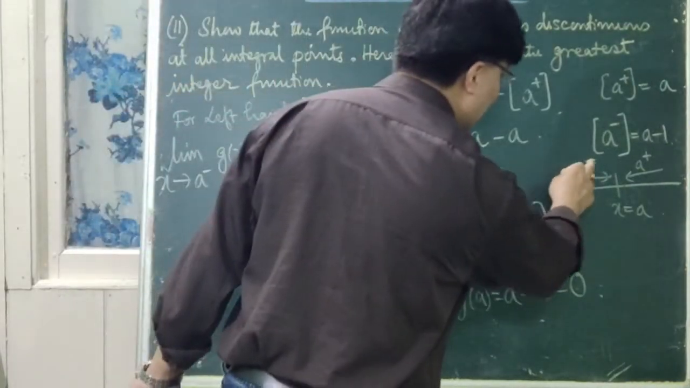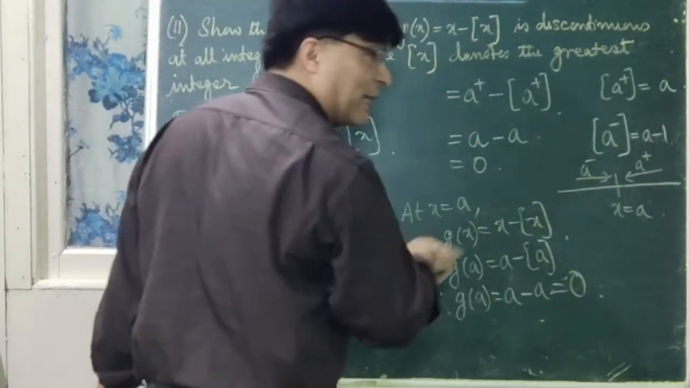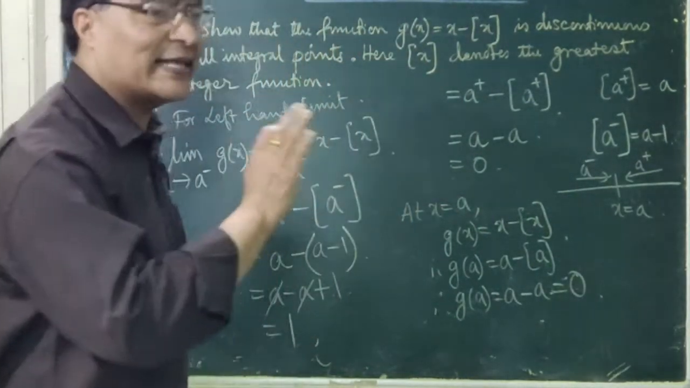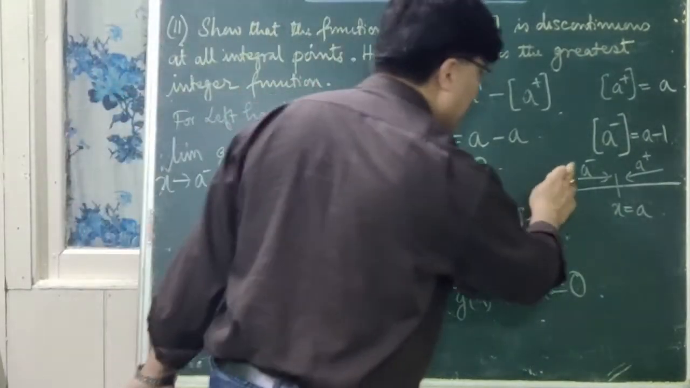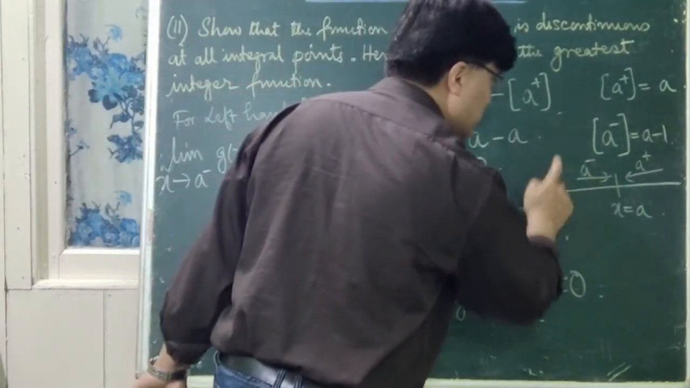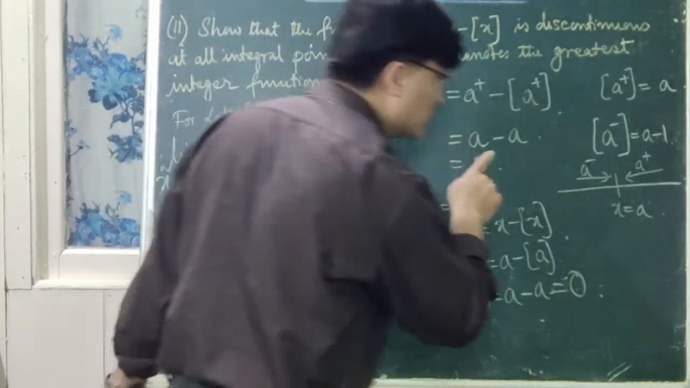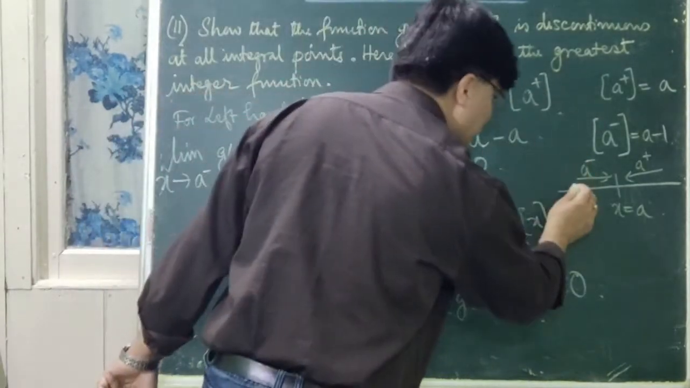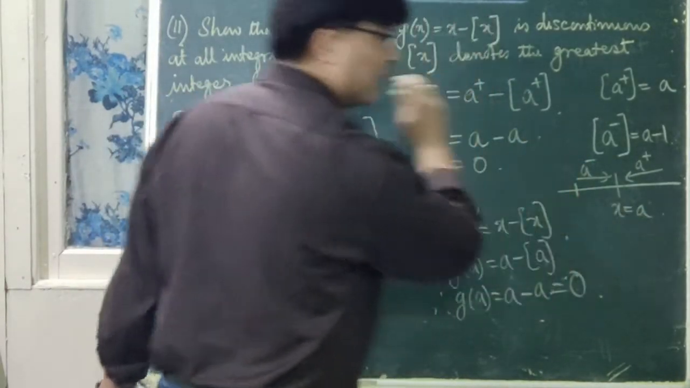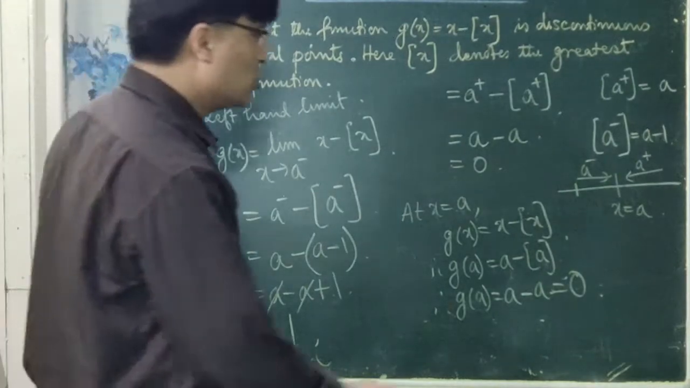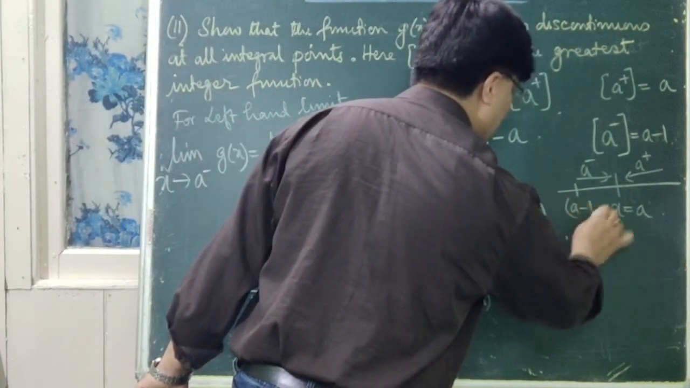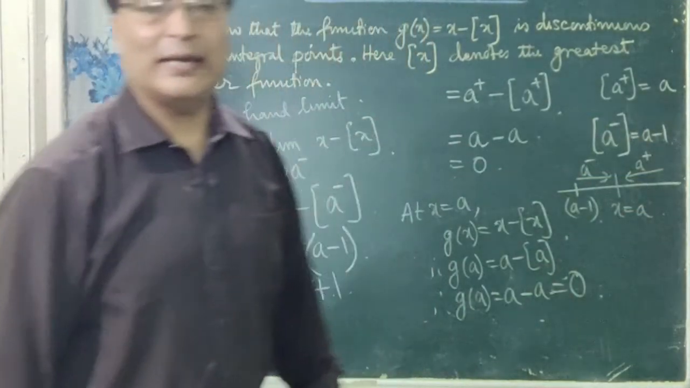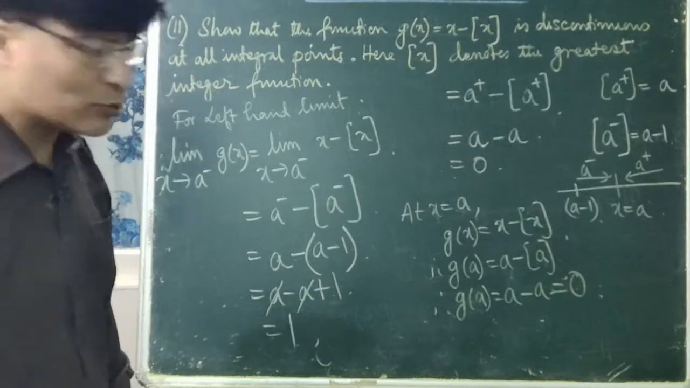This x tends to a minus means x is approaching towards a from the left hand side, but x is not exactly equal to a. So a minus means x is less than a, but not exactly equal to a. So which is the integral value which is just less than a? That is your a minus 1, isn't it? So you have to write here, within the third bracket, a minus means which is equal to a minus 1. Is that clear to all of you?